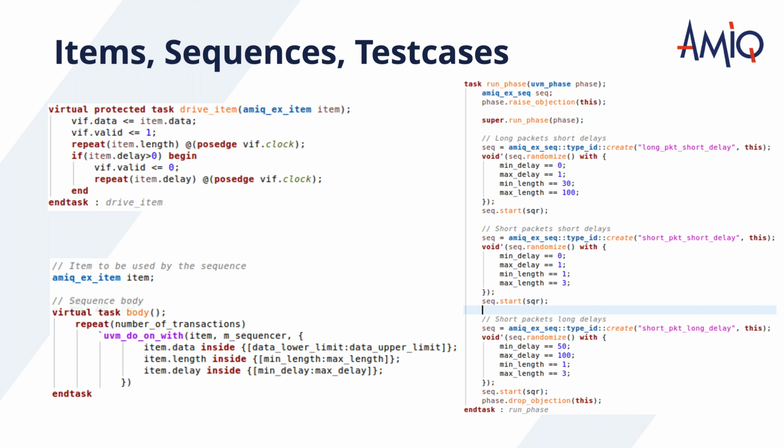The fields in the sequence have a higher level of abstraction, portraying the boundaries in which the item fields can be randomized. Furthermore, you can see on the right picture that those boundaries are controlled from the test case, based on the type of scenario that we want to create. The intent of the test case is propagated through constraints, from test case to sequences, and finally to items.